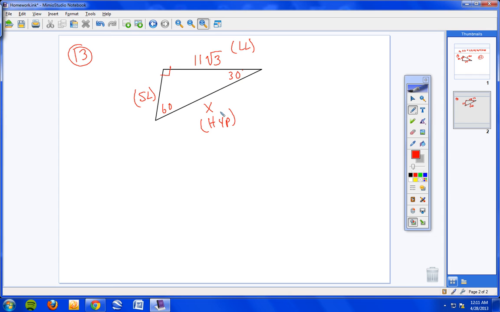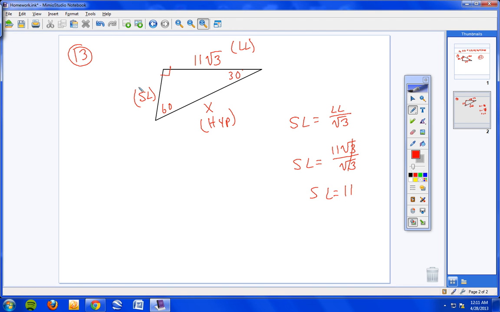Now, if you look at character trait number 2 in your notes, it says shorter leg equals longer leg divided by square root of 3. Do you see that? This formula tells you how to find the shorter leg. So shorter leg equals longer leg, 11 square root of 3, all over square root of 3. These cancel out. So the shorter leg equals 11.